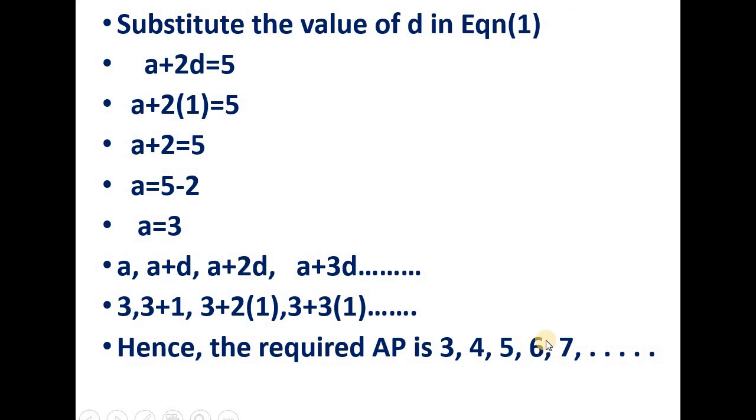This is how we can find the arithmetic progression. If two terms are given, we can find the first term and the common difference. While calculating the first term and the common difference, we can find the given arithmetic progression.